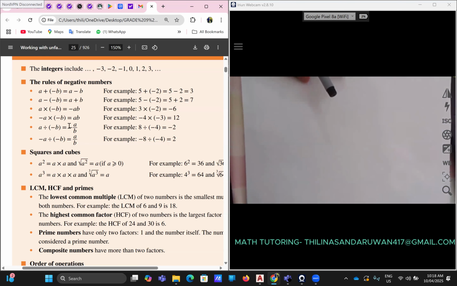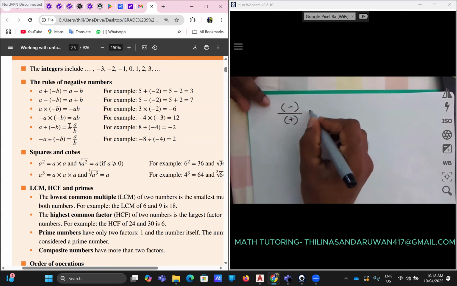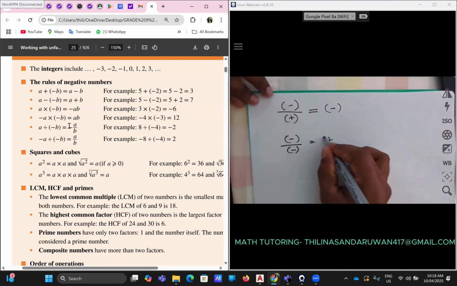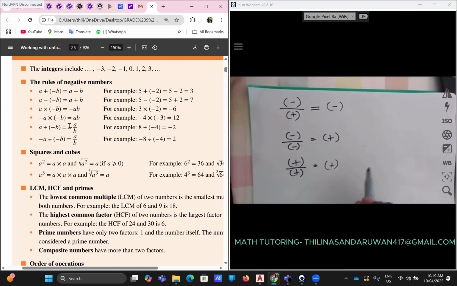When we come to division, the same theory applies. If you divide a minus number by a plus number, it will give you a minus number. If you divide a minus number by a minus number, then it will be a plus number. If you divide a plus number by a plus number, it will definitely give you a plus number. These are the key areas that you should remember, and I will quickly go through the other one.